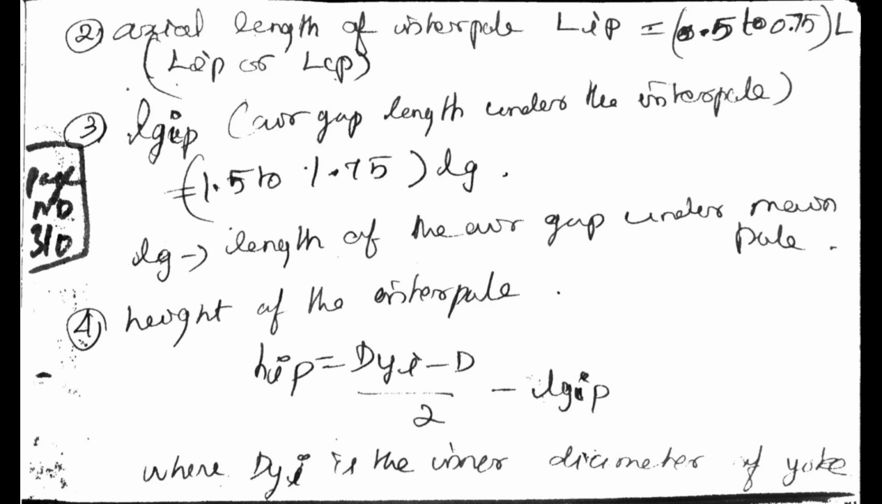Dimensions of interpole. Second point, actual length of interpole LIP is equal to 0.5 to 0.75 times L, LIP or LCP. Third point, LGIP is the air gap length under the interpole, that is 1.5 to 1.75 times LG, where LG is the length of the air gap under the main pole. Fourth, height of interpole HIP is equal to DYI minus D divided by 2 minus LYIP, where DYI is the inner diameter of the yoke.